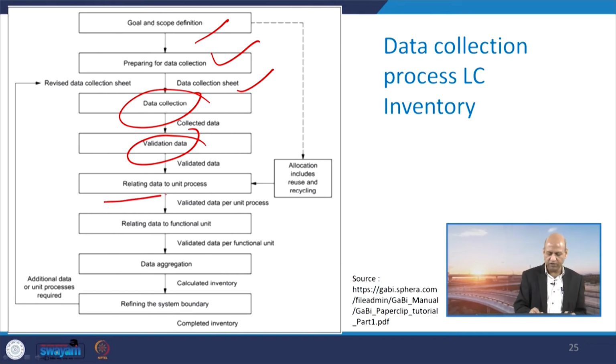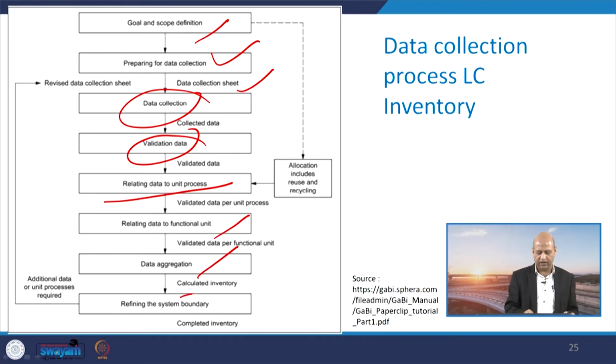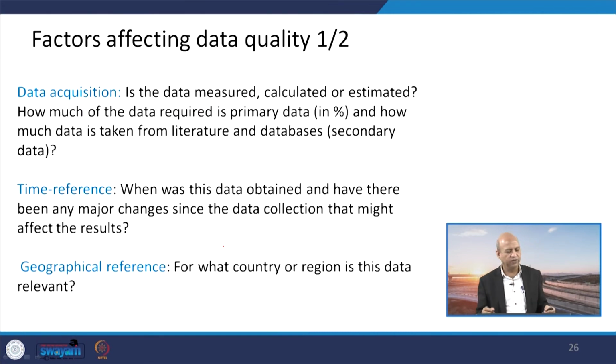Then we need to relate the data to different unit processes, as you know, and the validation of data as per unit process has to be carried out, so that more precision is achieved. Then data functional unit and validation, data aggregation, calculation of the inventory, and then refining of the system boundary depending upon the feedback. This flow chart is to be used.